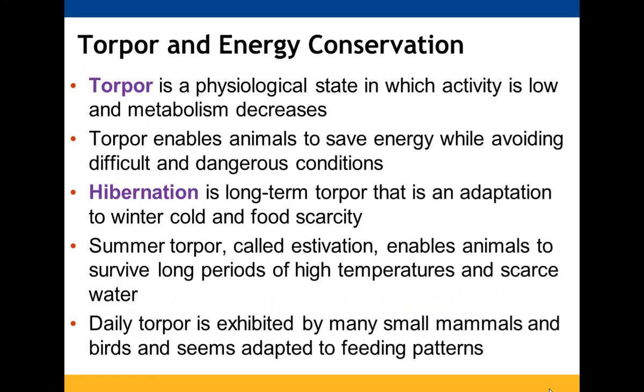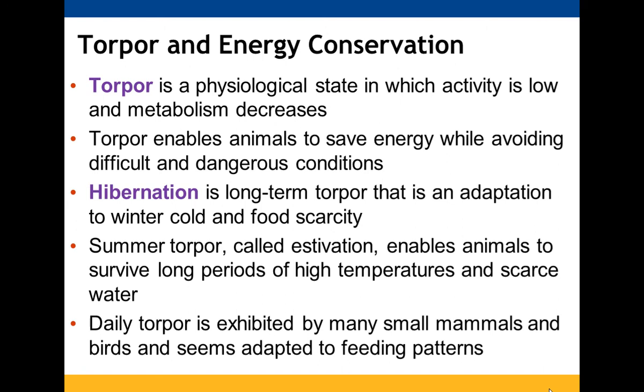So, torpor and hibernation. Torpor is a physiological state where we reduce our activity, and because we're reducing our activity, maybe we don't need as many metabolic processes to occur. This is a way to save energy and keep the internal organs and tissues in the body from encountering difficulties. Hibernation is one way that animals have been able to adapt to extreme cold and food scarcity. I thought this one was pretty well.